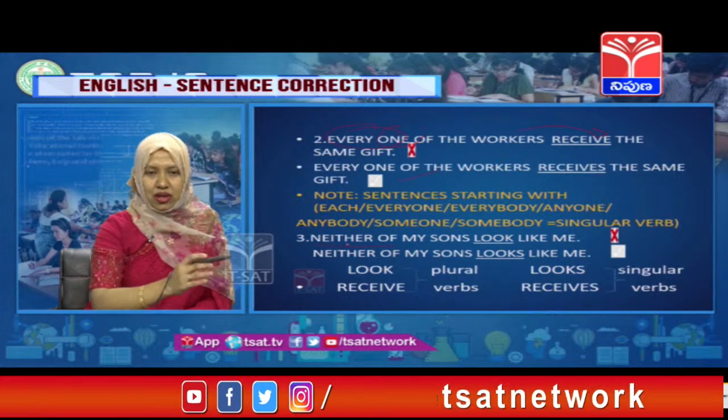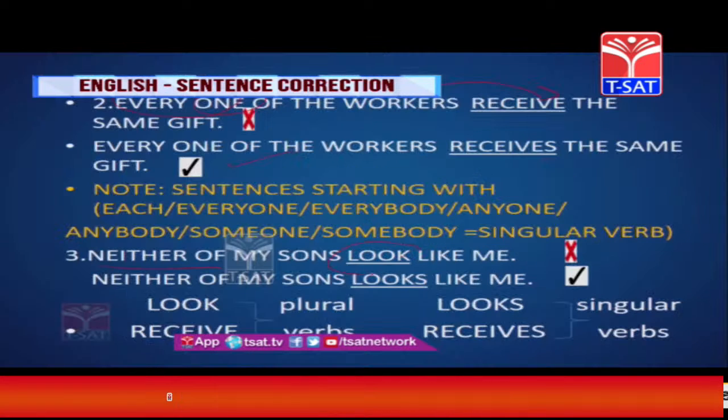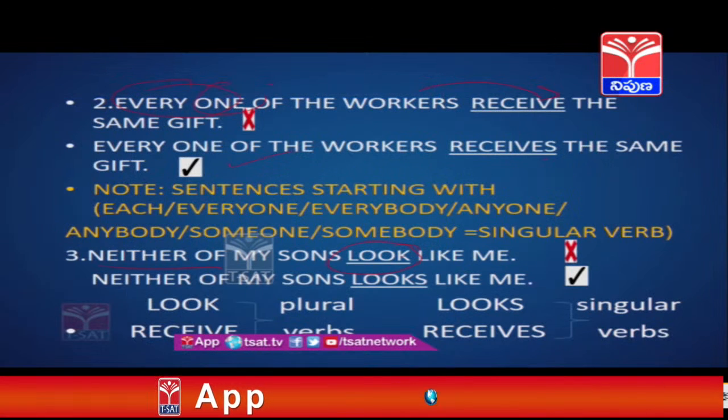We are talking about neither he nor the other one look like me. Here the verb "look", plural, is wrong. It should be "Neither of my sons looks like me." Looks is a singular verb. Look is a plural verb.